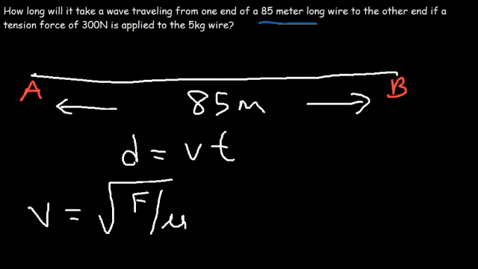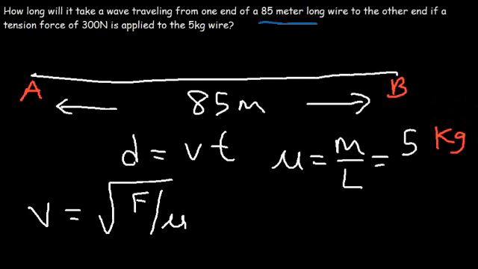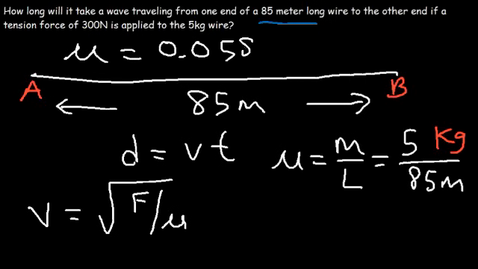But first, let's find the linear density. The linear density is the mass divided by the length. The mass is 5 kilograms, and the wire is 85 meters long. So if we divide those two numbers, you should get 0.05882 kilograms per meter for the linear density.